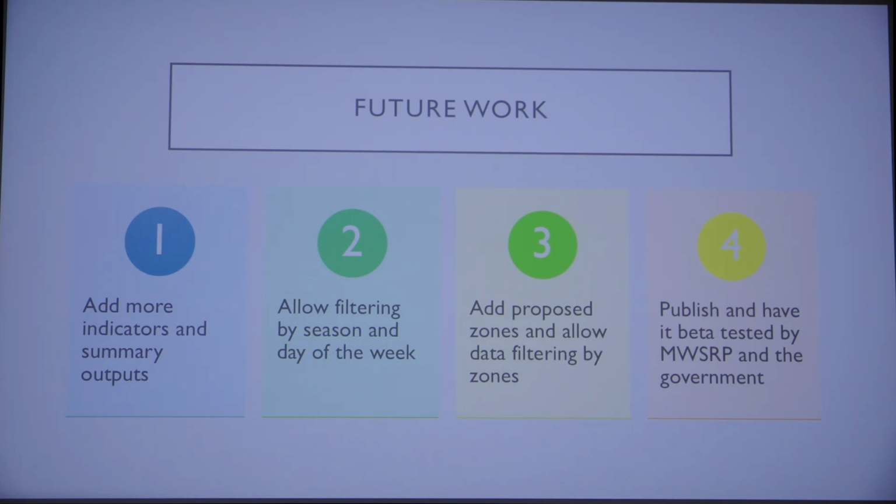So not just spatial, not just temporal filtering using the time periods, but also spatial filtering based on the proposed zones within the MPA. The zones could be for diving, for recreational fishing, or even for whale shark conservation. And that would give us a better idea on how to propose regulations for specific zones. The ultimate goal is to publish this tool online in the hopes that it could be beta tested by the government.